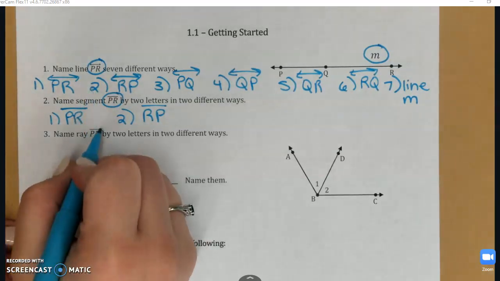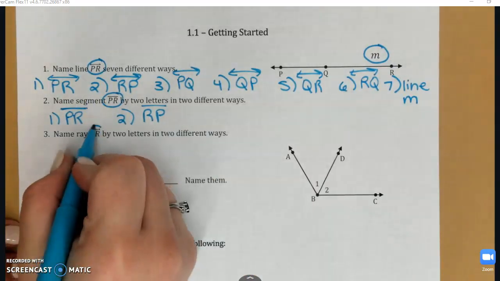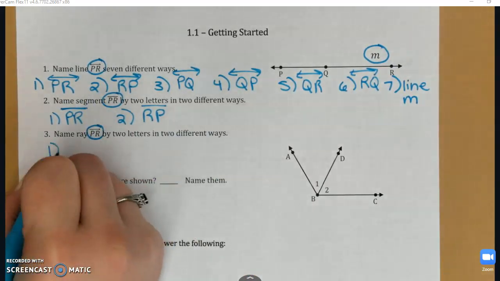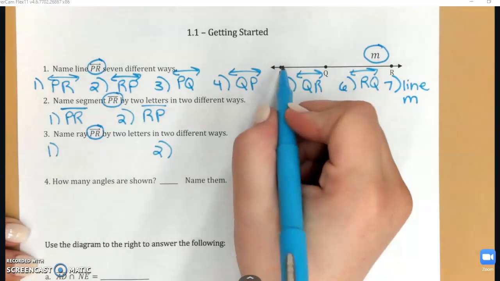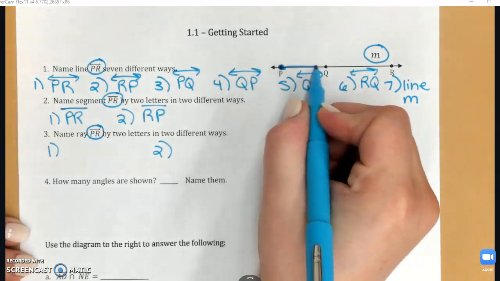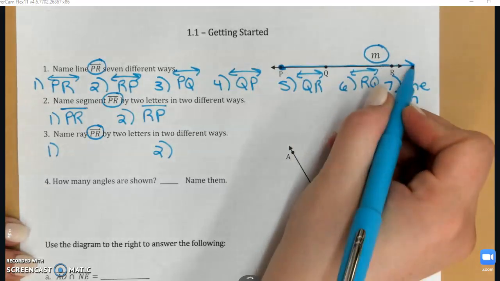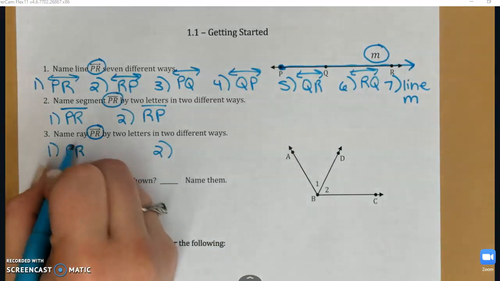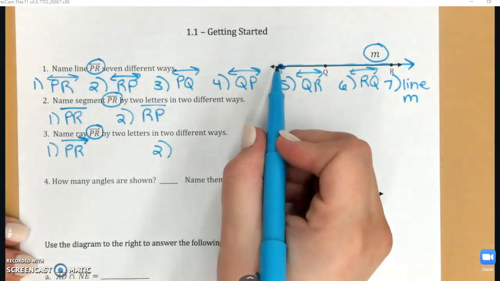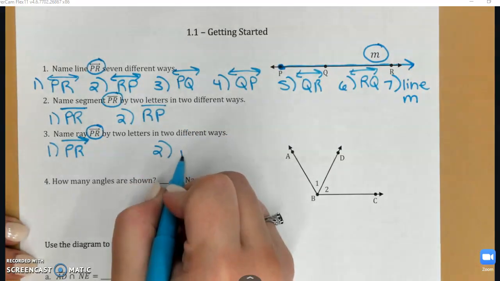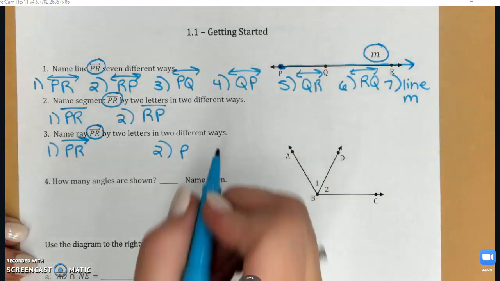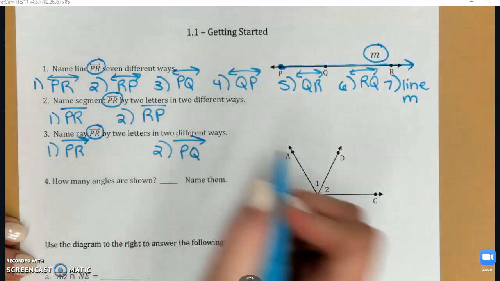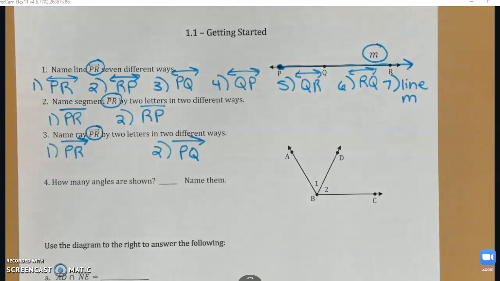Now we want to name ray PR by 2 letters in 2 different ways. So they've demonstrated again for us the correct symbol and number of letters. So remember, the starting point has to be first. So here is ray P, and if it's going off to infinity through R, one way to name that ray is PR. The second way would be to name it by ray P first, again, because that's the starting point, Q, because if it's going to go off to infinity through Q, it's still also going to pass through point R, so it covers the same space. It's the same ray. And then lastly, we're looking at an angle here.